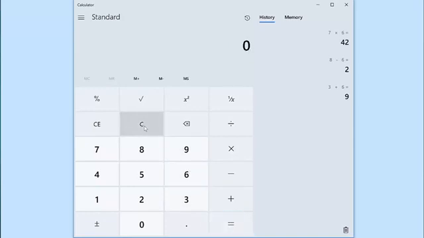Let's clear the calculator and then play with division. If we take 8 and divide by 2, we'd find that equals 4. So those are the simple keys for addition, subtraction, multiplication, and division. Let's explore some of the other buttons that are on the calculator.